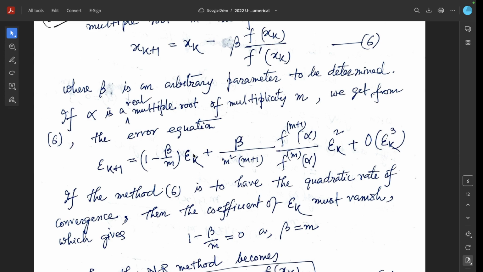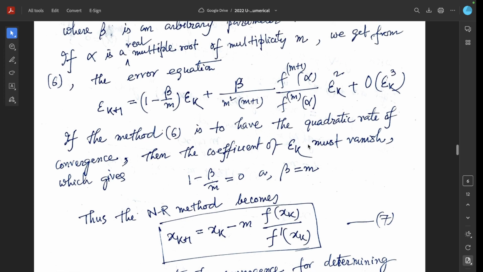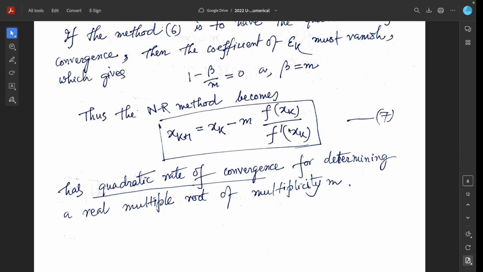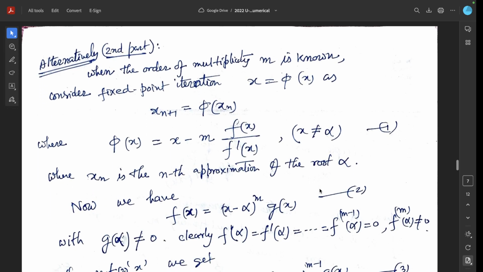So we get this error equation. If method 6 is to have the quadratic rate of convergence, then 1 minus beta by m equal to 0 must be true. So beta equals m. Hence, the modified Newton-Raphson method for a multiple root becomes x_{k+1} equals x_k minus m f(x_k) by f dash x_k, equation 7. And this is the general formula with quadratic rate of convergence for determining a real multiple root of multiplicity m.